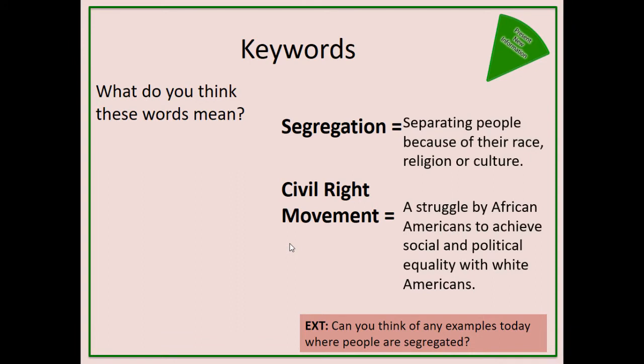So what we've got here is a definition for segregation. Segregation is separating people because of their race, religion, or culture. In another sense, it could be if you had a packet of M&Ms. I always take out the orange ones. I don't know why. They taste different to me and I don't like it. It's the same with orange Smarties. I don't really like the look of orange things.